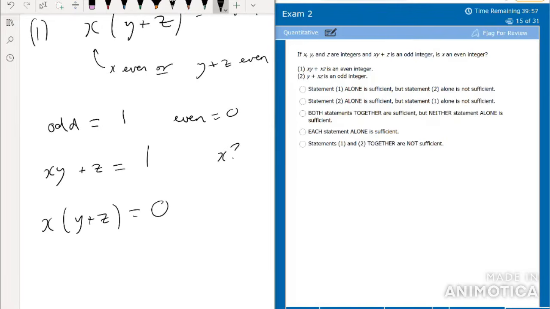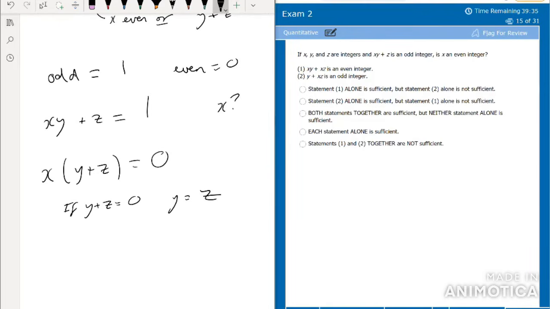So either x is 0 or y plus z is 0. So if y plus z equals 0, then y equals minus z, or in other words, they're both even or they're both odd. So y equals z, because minus z is z in modulus arithmetic. Okay, and so if y equals z, well, we want to know if x is even.